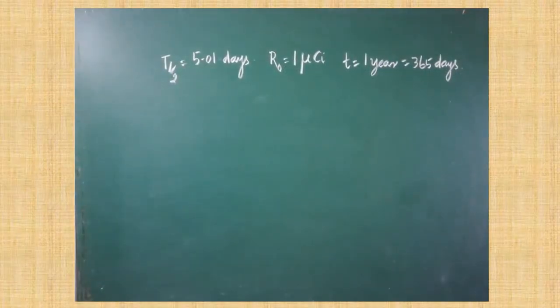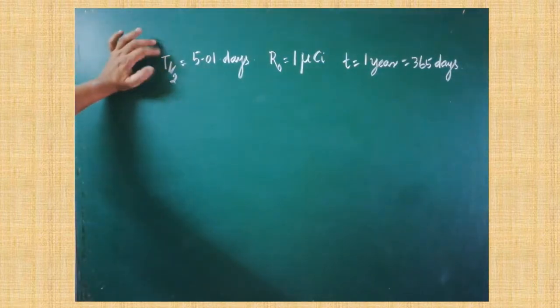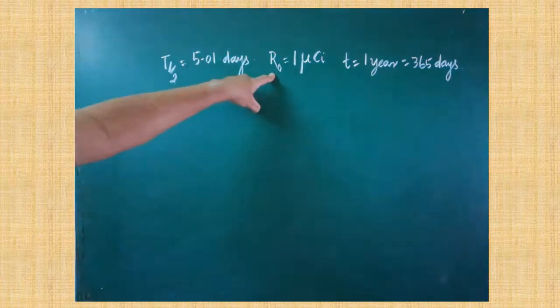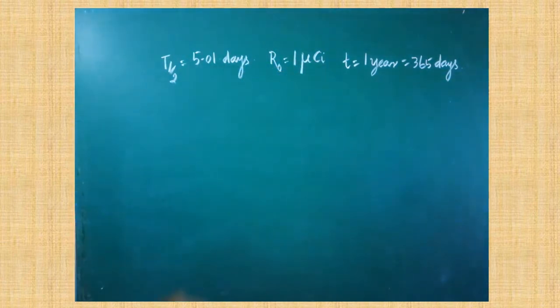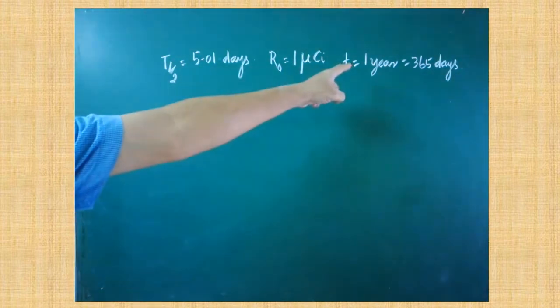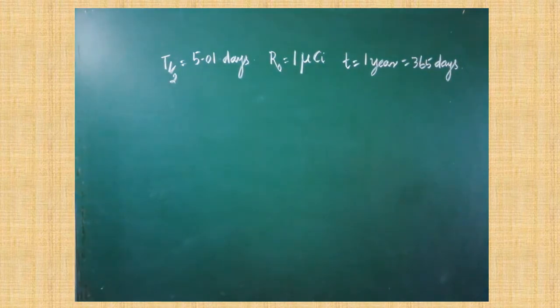Now, we have to solve this problem in 5 steps. First, we will calculate the number of half-lives. What is the given data here? Half-life period is given as 5.01 days. That is the half-life of bismuth. And the initial activity is given, that is 1 microcurie. And between the 2 successive birthdays, what is the time duration? 1 year. That is also equivalent to 365 days.